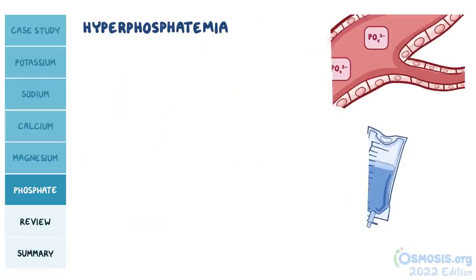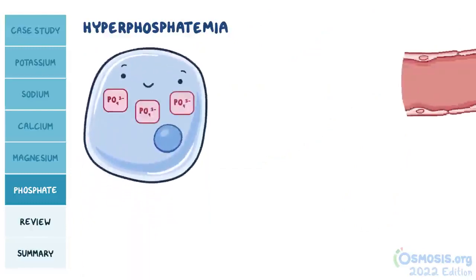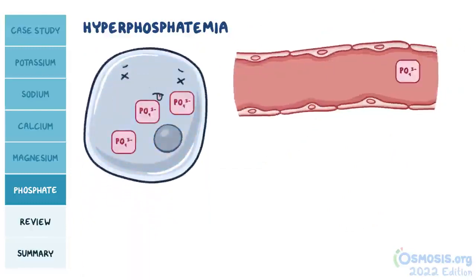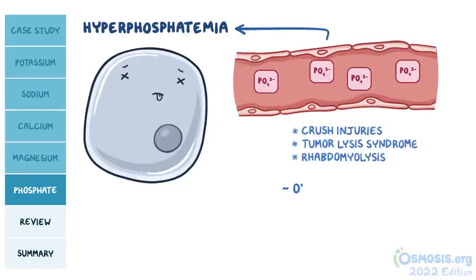A final cause of hyperphosphatemia relates to the fact that most phosphate in the body is within the cells. Anytime a lot of cells die, that phosphate is spilled into the bloodstream, causing hyperphosphatemia. This cause includes things like crush injuries, tumor lysis syndrome, or rhabdomyolysis. Remember that this is classically accompanied by hyperkalemia.